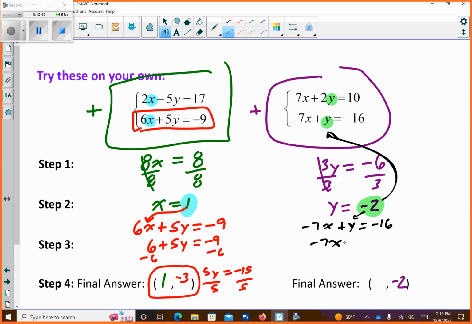So that's going there. Add those. Divide each side by negative 7. Negative over negative is positive. 7 goes into 14 how many times? Twice. There's my answer.